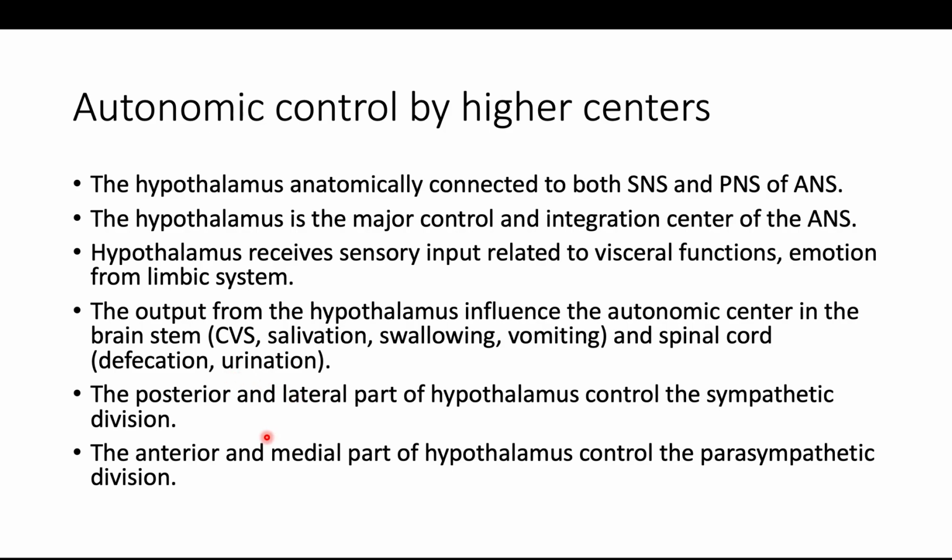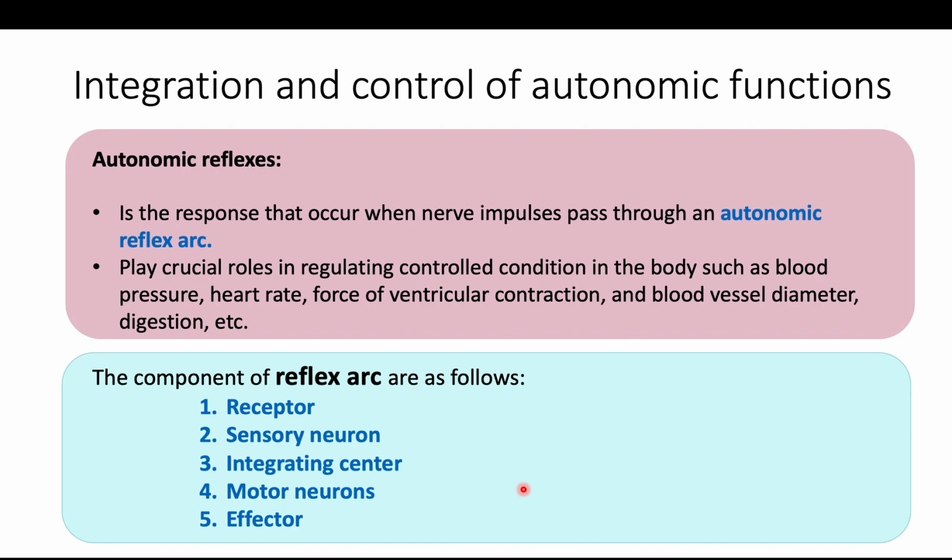Alright, so basically, the posterior and lateral part of the hypothalamus is going to control the sympathetic division, and the anterior and also the middle part of the hypothalamus is going to control the parasympathetic division. Okay. Alright, so come again to the autonomic component of the reflex arc.